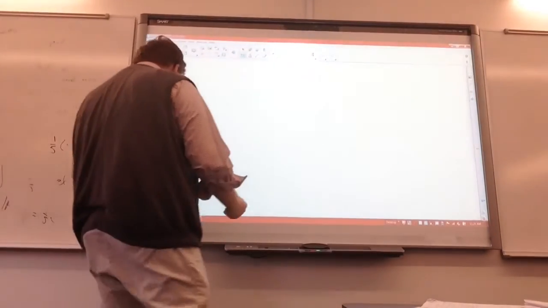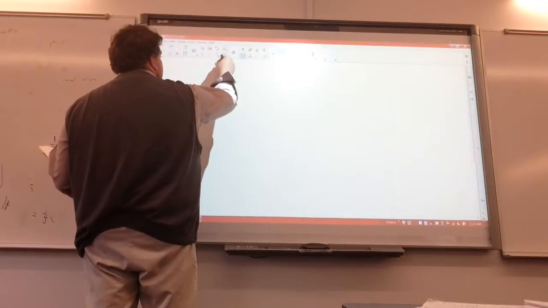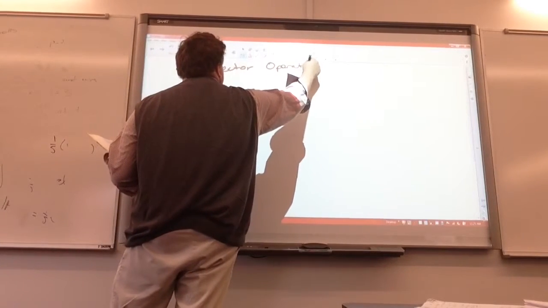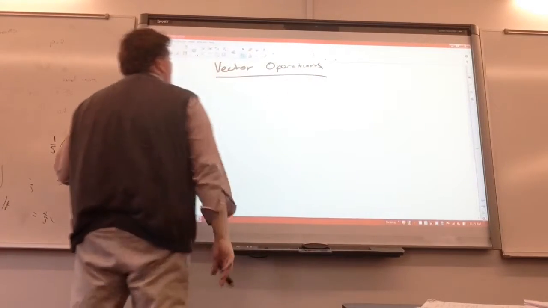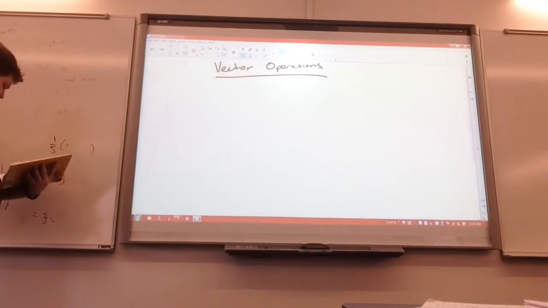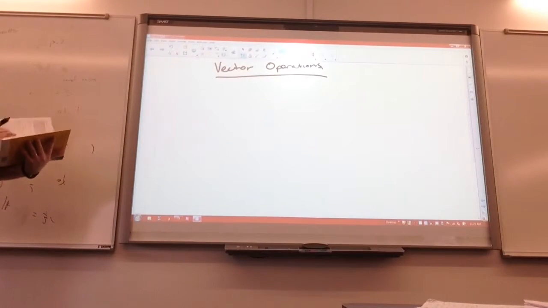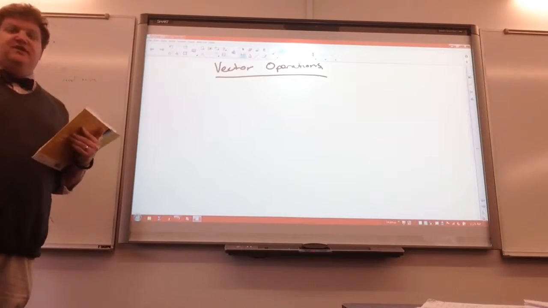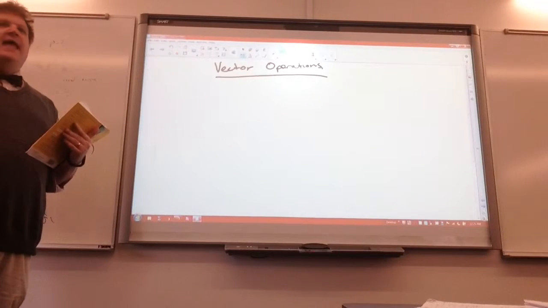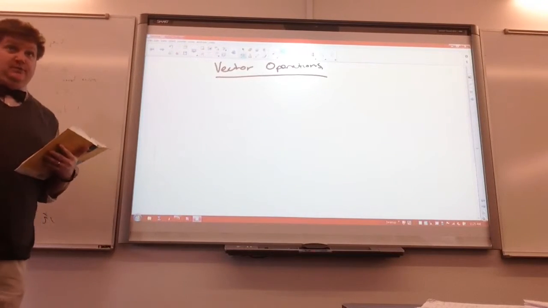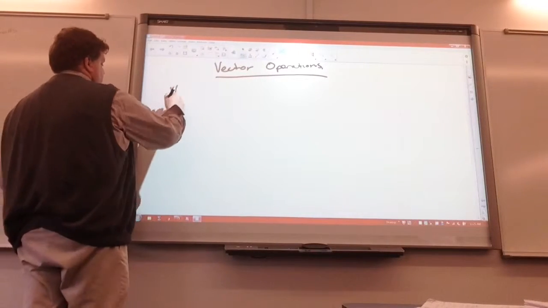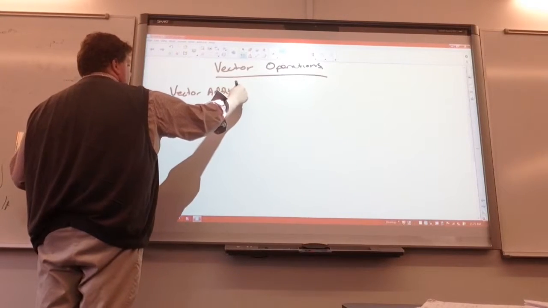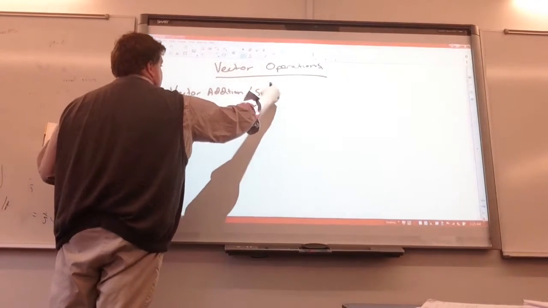Let's start talking about some of the properties of vectors, basic operations. Vector operations. There's several different operations we can do for vectors. What we're going to look at today are the two basic operations: vector addition and scalar multiplication. The first one is vector addition, and I would say subtraction.